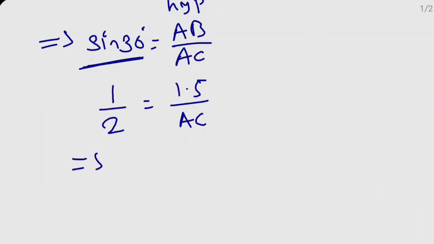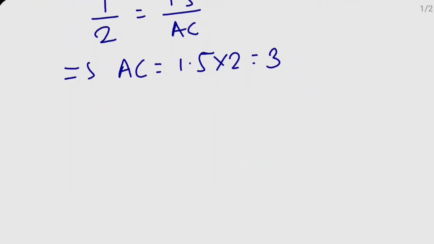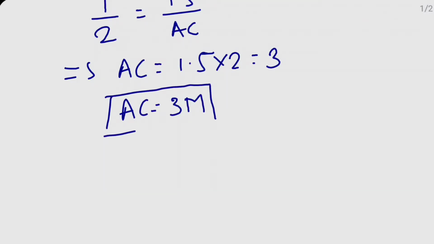So this implies AC comes to the LHS side, it becomes a multiplication. AC equal to 1.5, the 2 comes to the RHS side, it becomes a multiplication. So here 1.5 into 2 is 3. So AC is equal to 3 meter. So the length of the slide is 3 meter for the younger children.